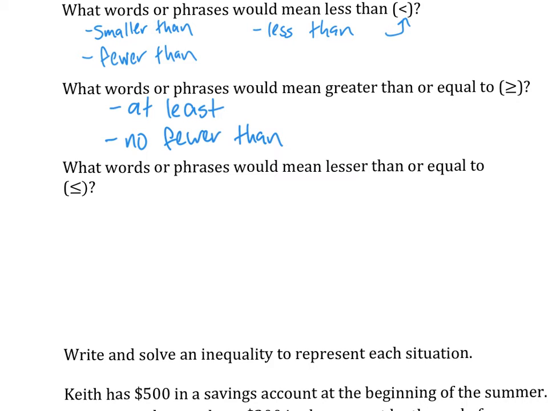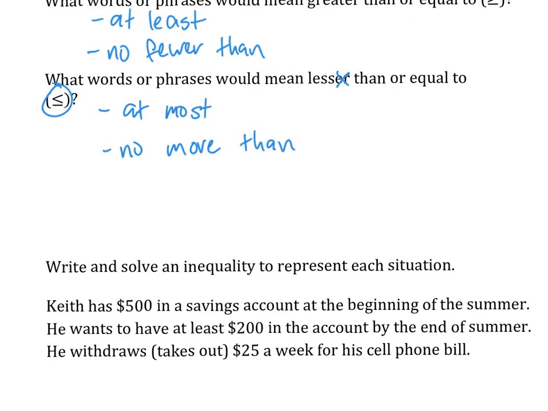Same thing with less than or equal to. That would be at most, or no more than. Those would be the opposites of at least and no fewer than. Those are going to mean less than or equal to, and remember this is your symbol for less than or equal to.